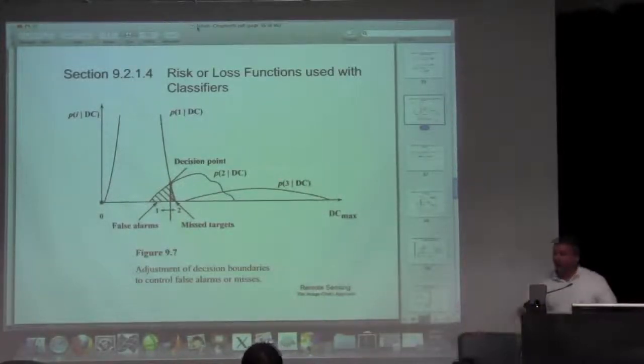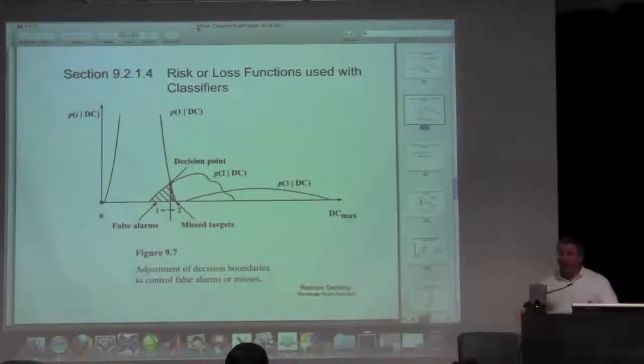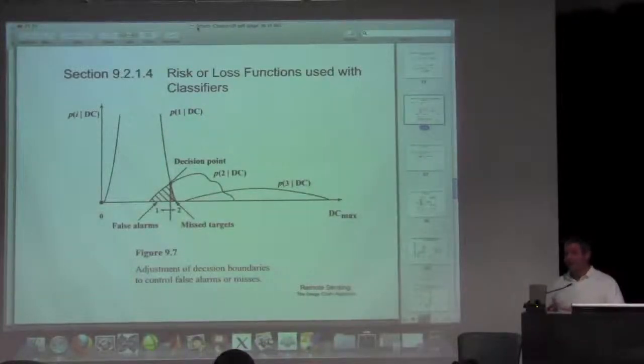If what you're trying to make is a thematic map, a map of the area, and you're trying to label land cover types, and you want it to be accurate, you probably want to do as well as you can. But there might be situations where certain classes are more important than other classes in your scene.